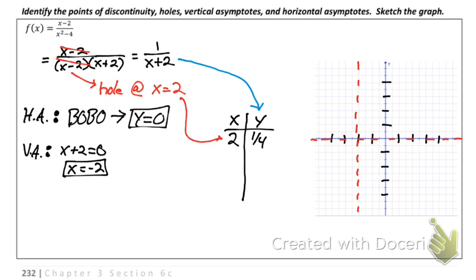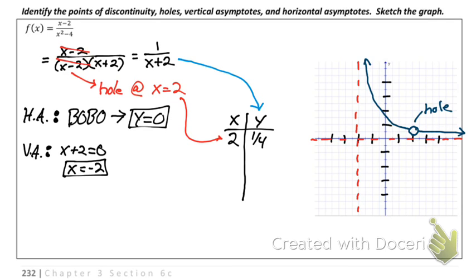Let's go ahead and plot that point. 2 and 1/4 is right here. But here's the problem. I don't want a closed dot because it actually is a hole. So we're going to put a big old open dot there. And that dot allows me to draw the rest of my graph. And it might be a good idea just to note you have a hole there. So that's why I do my hole first.